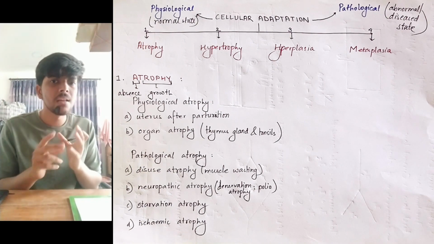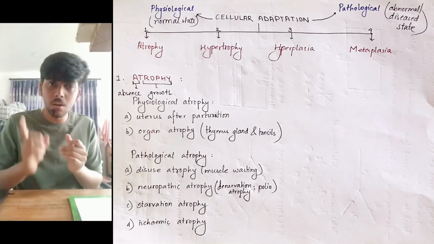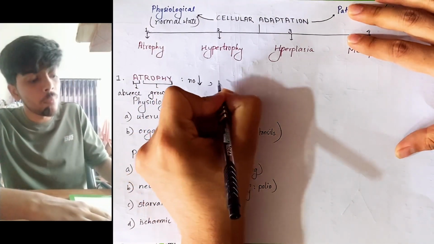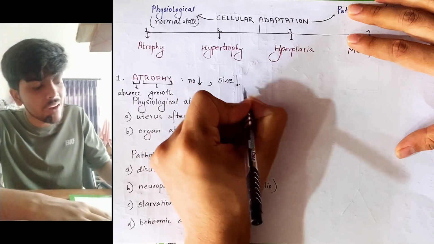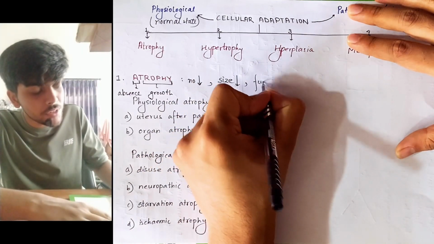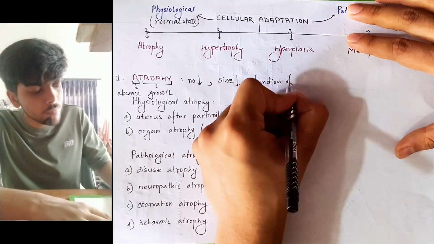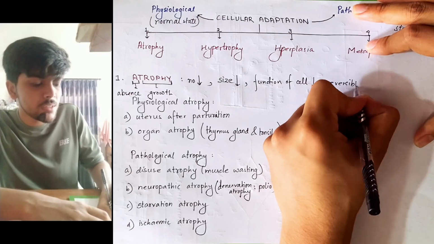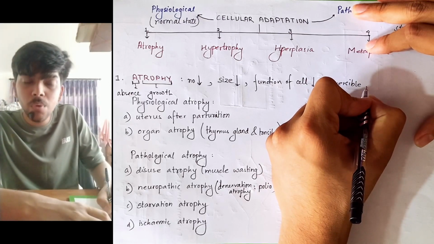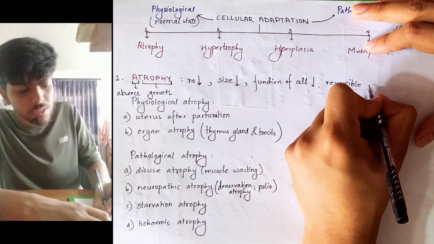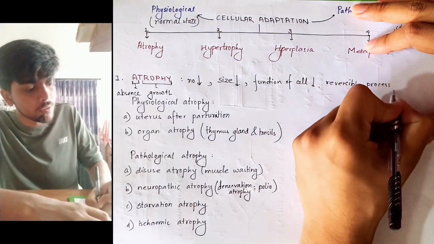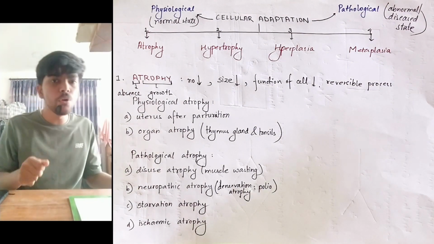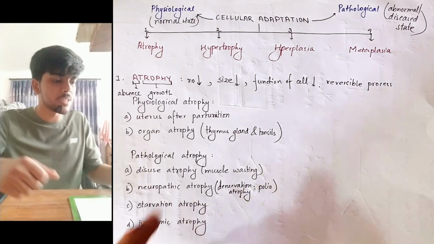Now there are two ways the size of the heart can decrease. Number one, either the number of cells in the heart decreases, or number two, the size of the cells in the heart decreases, which eventually leads to the decrease in the function of cell. And this is obviously a reversible process, because once the stress is removed from the heart, the heart will go back to its original size. So it's a reversible process. So atrophy, there is decrease in the size of the organ, either due to the decrease in the number of the cells, or due to the decrease in the growth of the cell or the size of the cell.